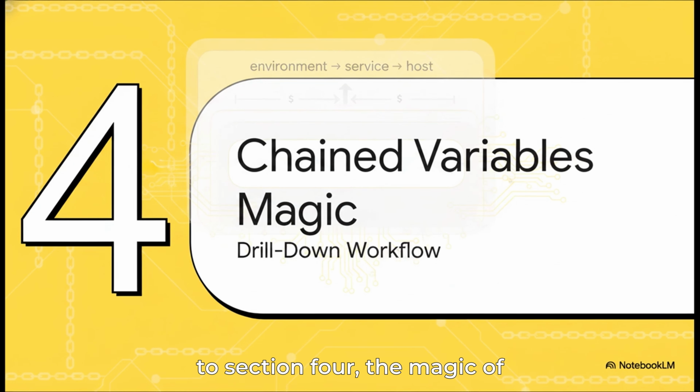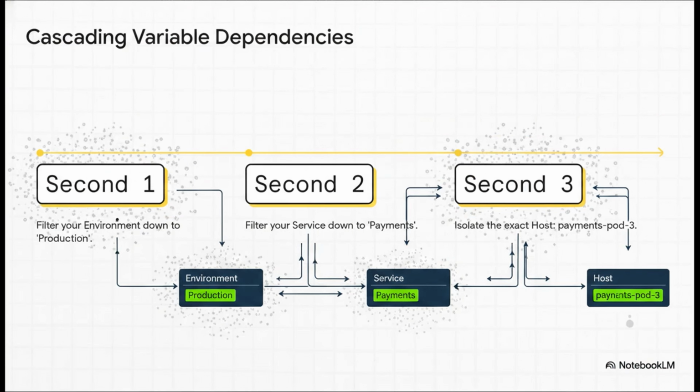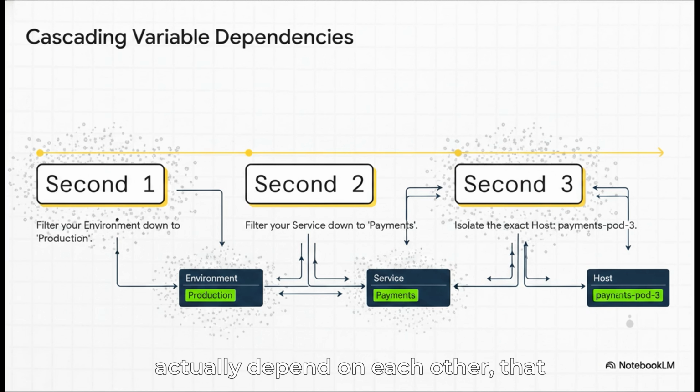Which brings us to section 4, the magic of chained variables, and creating a truly seamless drill-down workflow. A single variable is awesome, sure, but variables that actually depend on each other, that is where you achieve true scalability. Check out this cascading 3-click sequence. On second 1, you click the first dropdown to filter your environment down to production. Now, because they're chained, your second dropdown automatically updates to only show services actually running in production.